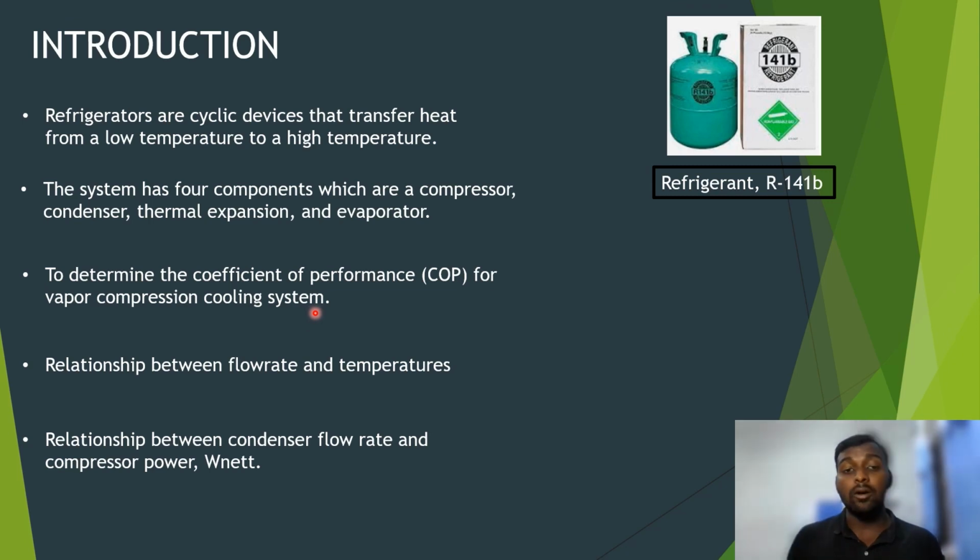So the objective of this experiment is to determine the coefficient of performance, COP, for the vapor compression cooling system. To accomplish the objective of the experiment, the values of QH and QL will be determined. Based on the graphs that will be plotted later, the relationship between flow rate and temperature, and the relationship between condenser flow rate and compressor power will be determined.